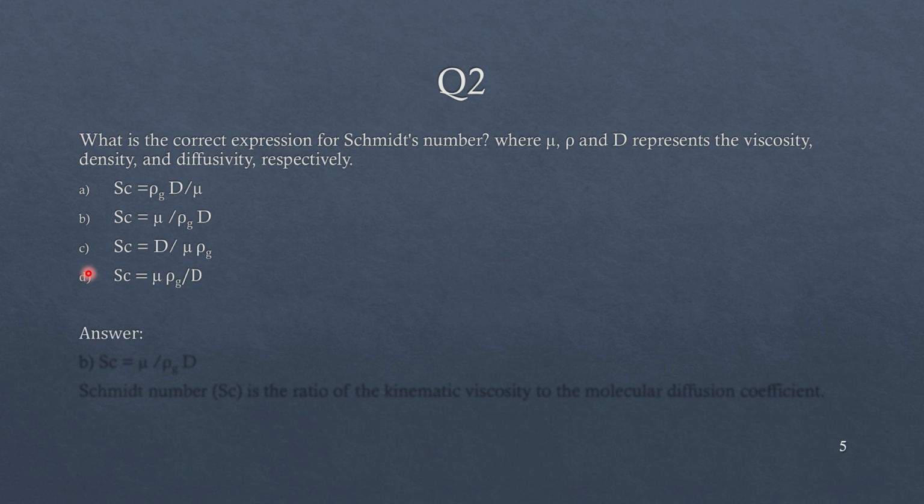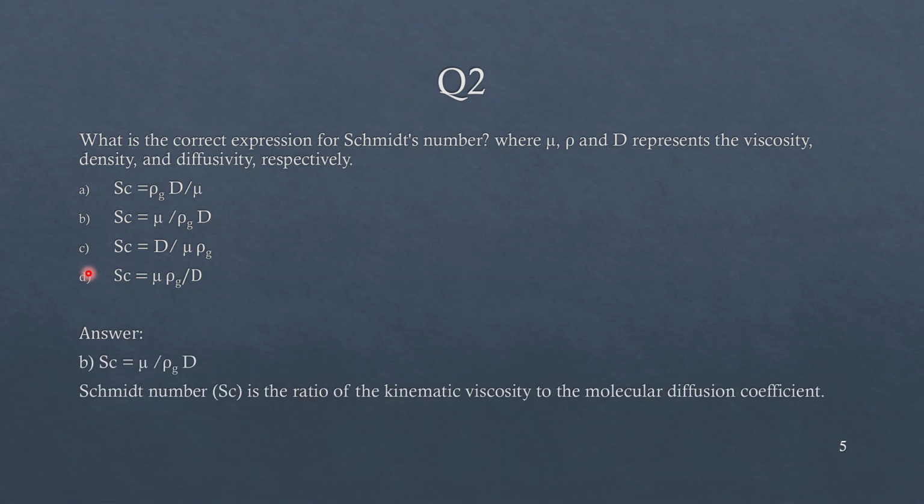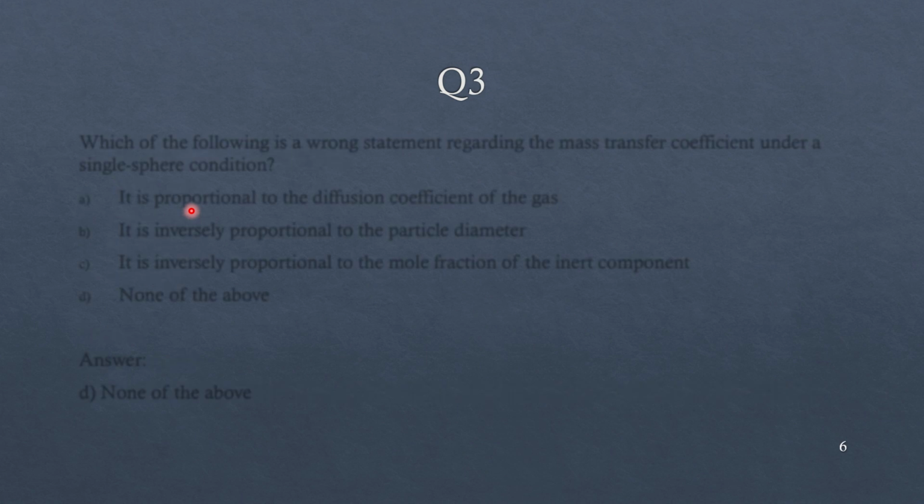So actually Schmidt number, the answer is mu by rho D, which is option B. So Schmidt number is nothing but the ratio of kinematic viscosity to the molecular diffusion coefficient. What is kinematic viscosity? That is mu by rho, and the diffusion coefficient is D. So it is mu by rho D. Mu by rho is the kinematic viscosity, divided by the molecular diffusion coefficient, which is D, or diffusivity. So this is question 2. We'll go to question 3.